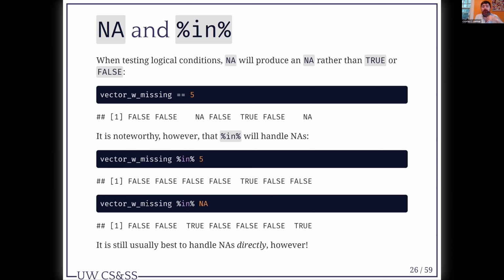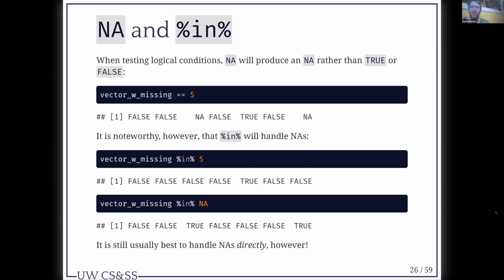I can also, with %in%, actually test for NAs too. I can say vector W missing %in% NA, and it will find the NAs this way, just like the is.na function. So %in% is usually used for checking if something equals something in a vector on the right side, but you can also use it for some shenanigans involving NAs. So %in% is a nice function to know about and make use of sometimes. It's a really handy operator. I don't actually know why it behaves this way under the hood, but it's nice to know that it does.